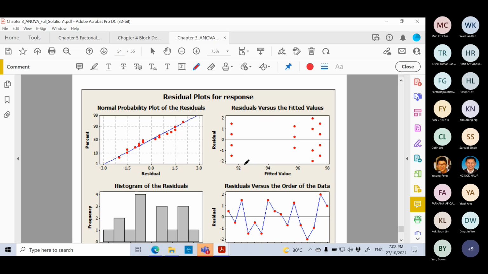So these are all the residual plots to confirm whether the assumptions are fulfilled, about constant variance, normality, and independence.